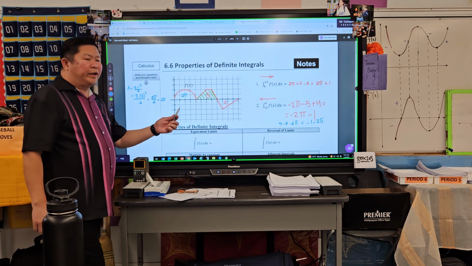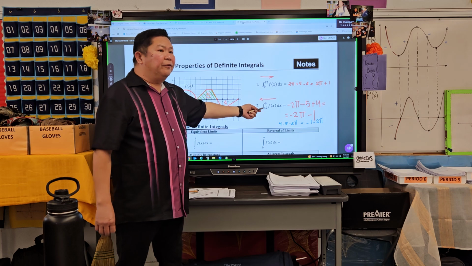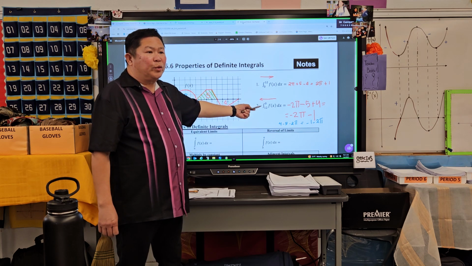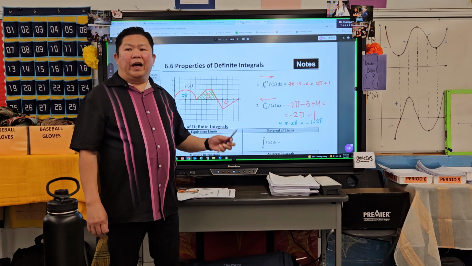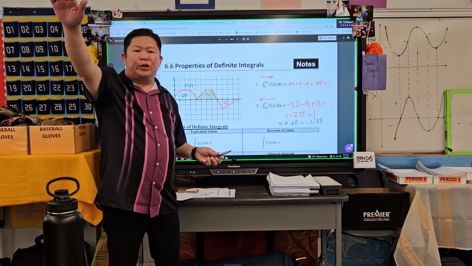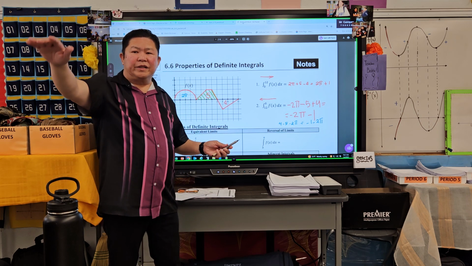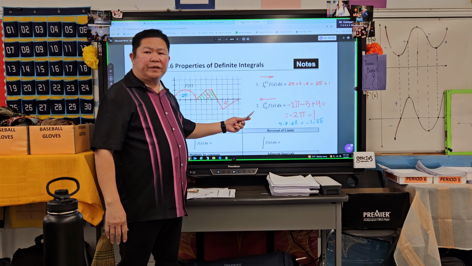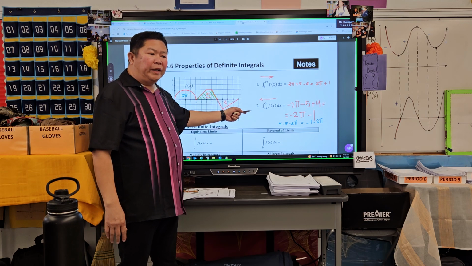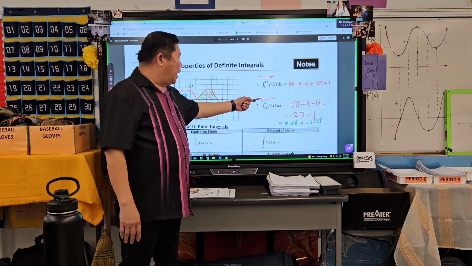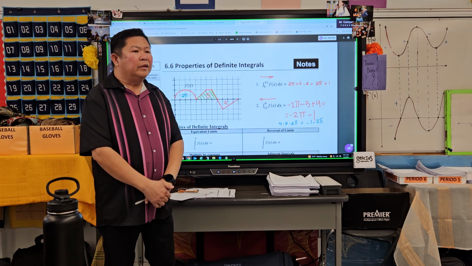When can you do the reverse? If the lower limit is greater than the upper limit. Again, guys, I need you to remember this. We do the reverse, from right to left, if the lower limit is greater than the upper limit.